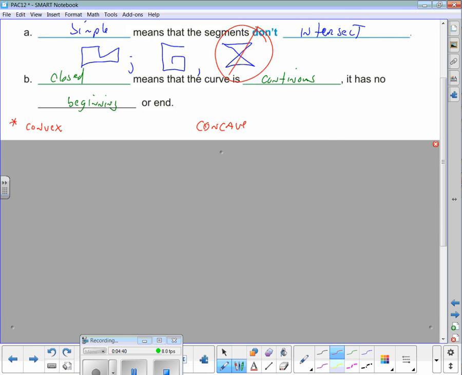Anybody have a nice, easy way to keep them straight? Jordan? Not necessarily. They're both closed because they're both polygons. Anybody know an easy way to remember from the wording which one is which? Andrew? The concave caves in.